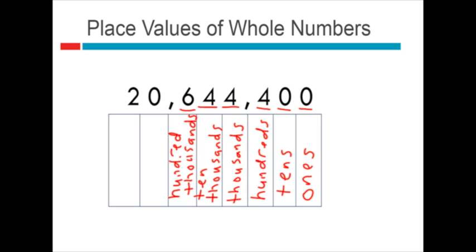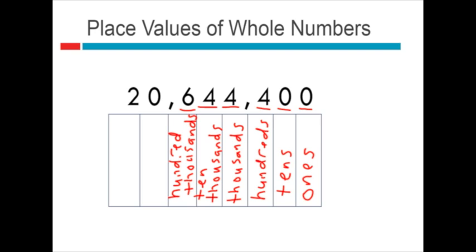These last three digits right here make up what's called the thousands period. That's not essential information in terms of rounding, but just a little fact I thought I'd throw your way.